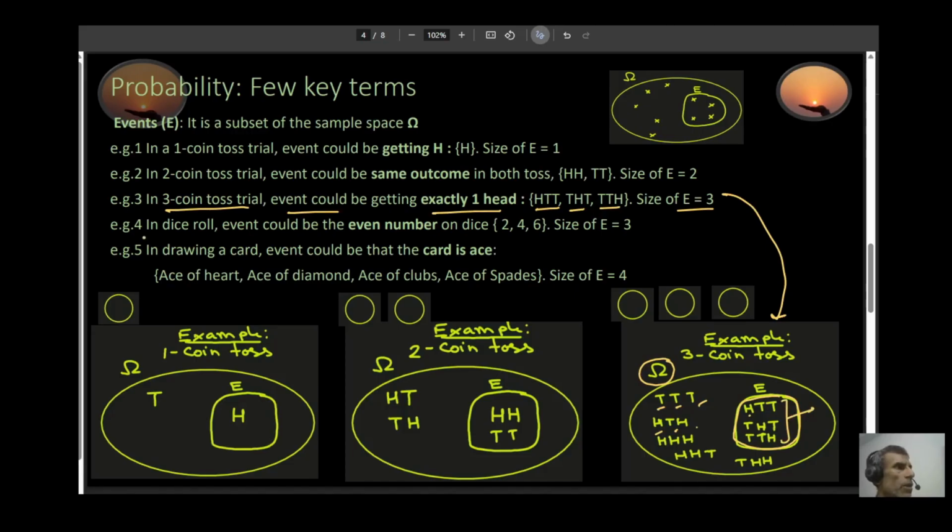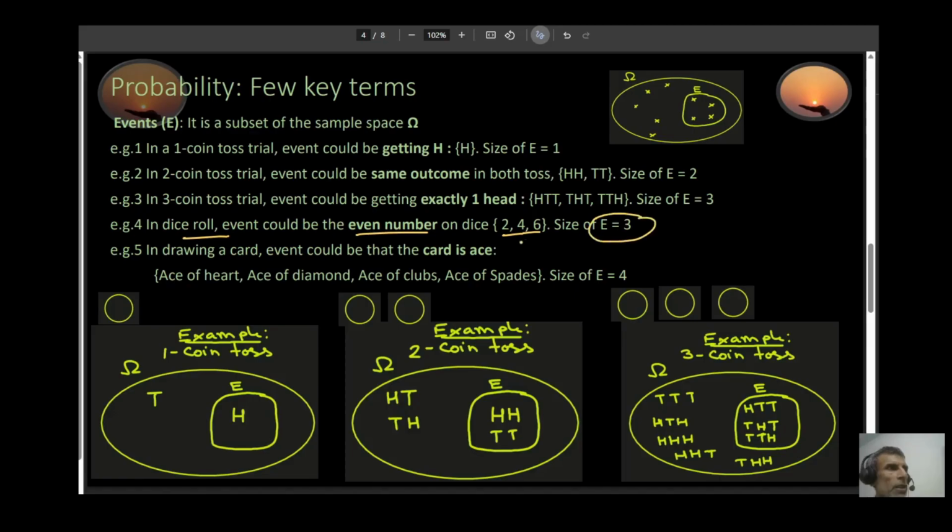Okay, what about if you roll a dice? If you roll a dice, your event could be maybe, let's say, getting an even number. So in this case, my event E would be 2, 4, 6, and the size of my E is going to be 3 because there are 3 elements.